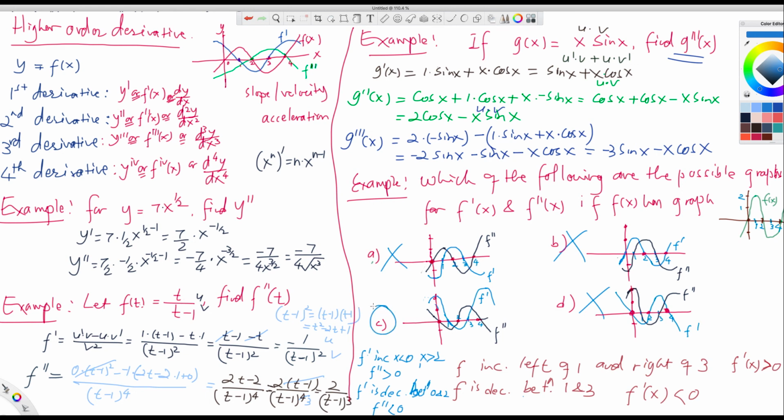Okay guys, it is very conceptual, but if you look very closely at each derivative and its increasing and decreasing pattern, and then the sign of the derivative of that function, that will give you the complete figure for the derivative and the second derivative of a function.